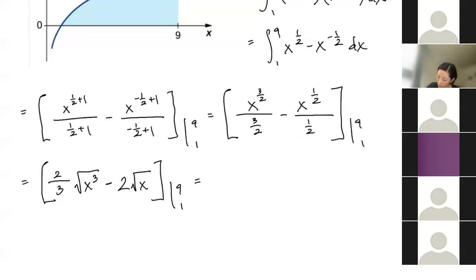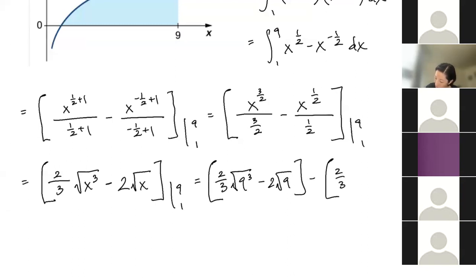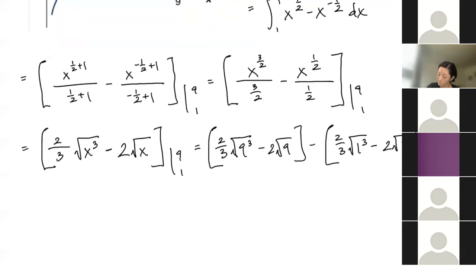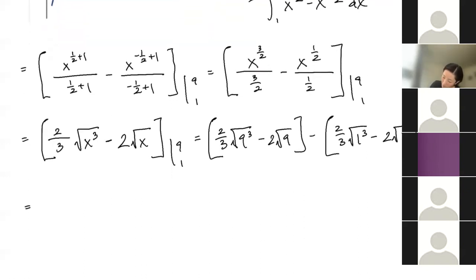Now let's plug in our numbers. 2/3 the square root of 9 cubed minus 2 square root of 9, minus 2/3 square root of 1 cubed minus 2 square root of 1. All right, 2/3. 9 cubed is 9 times 9 times 9. Minus, this becomes 6, minus 2/3 plus 2.